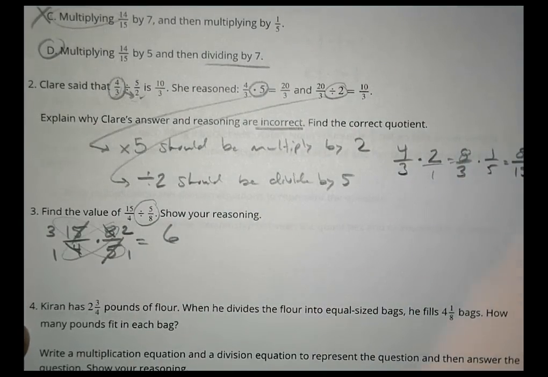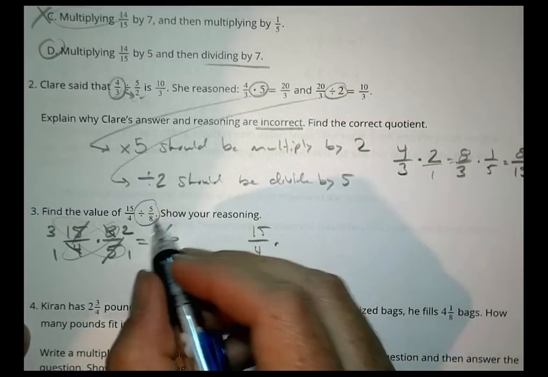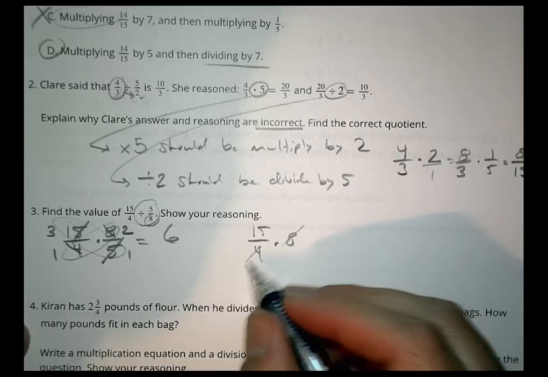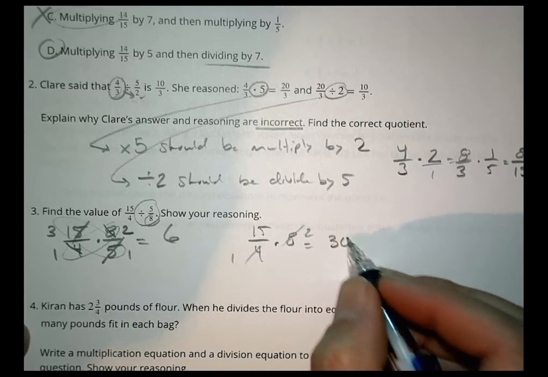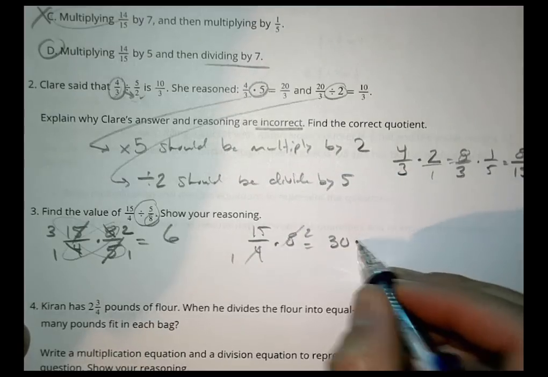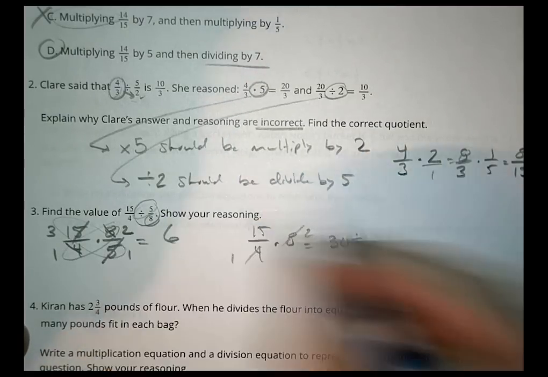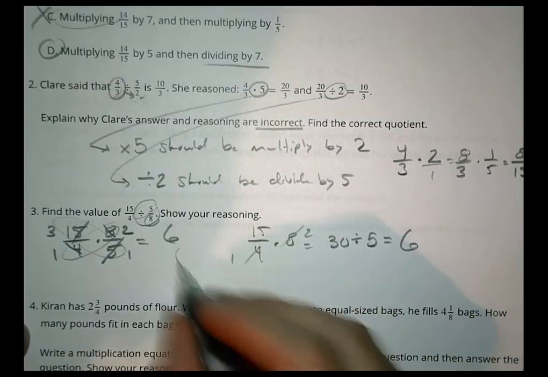Are there other ways of doing it? Sure there are. You could have done 15 times 4 times the denominator, which is 8. And when you do that, we reduce, and we have 2/1, which becomes 30. And then we can say, first for kicks, let's divide by the numerator, which is divide by 5. And 30 divided by 5 is 6, and we're still in the same spot.